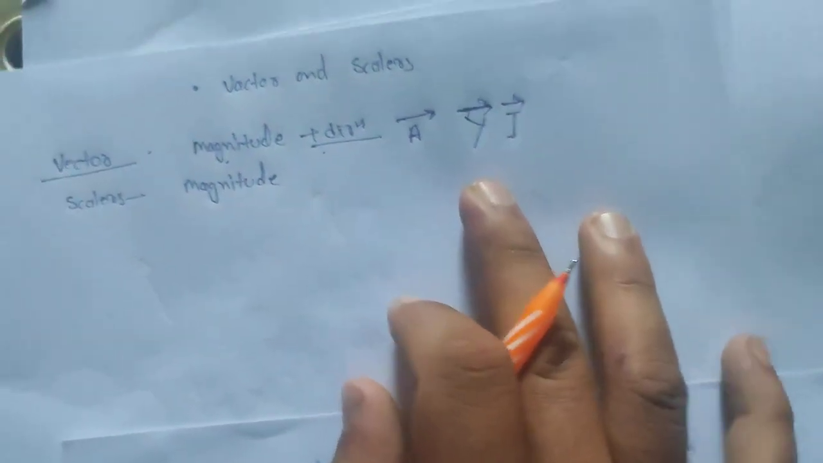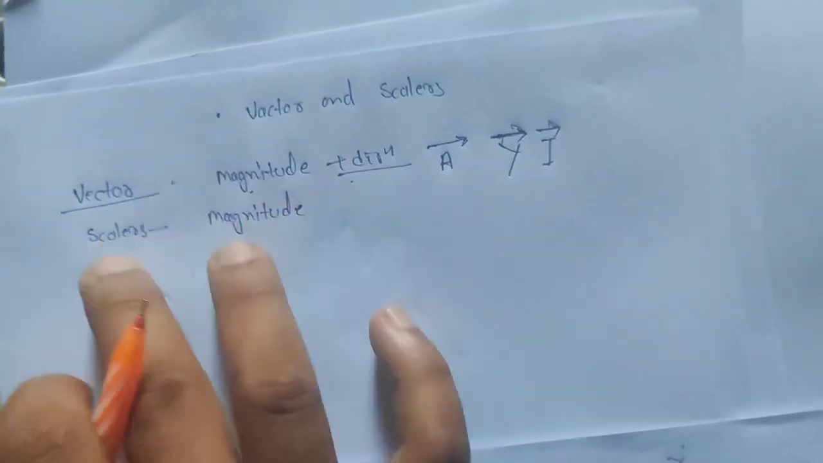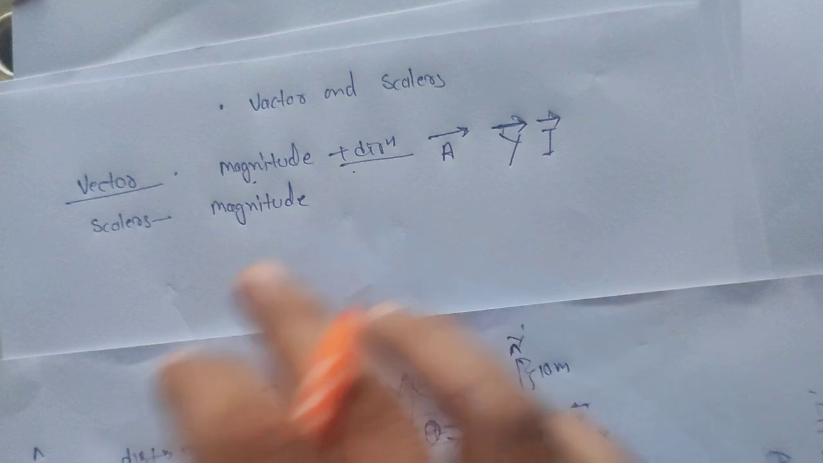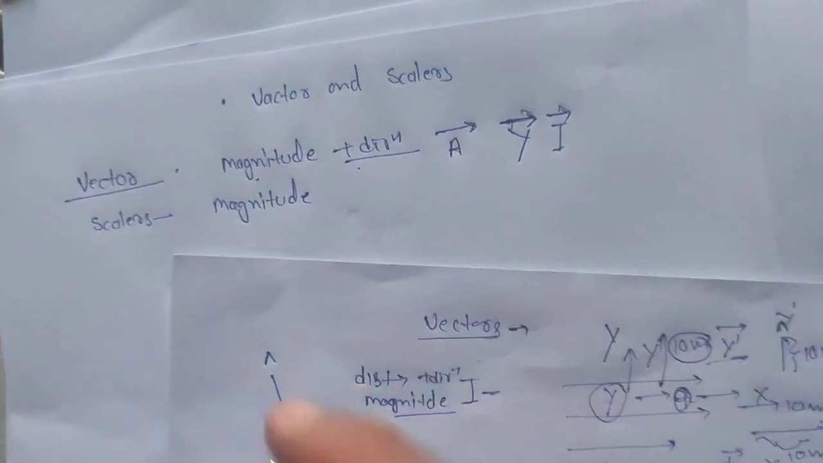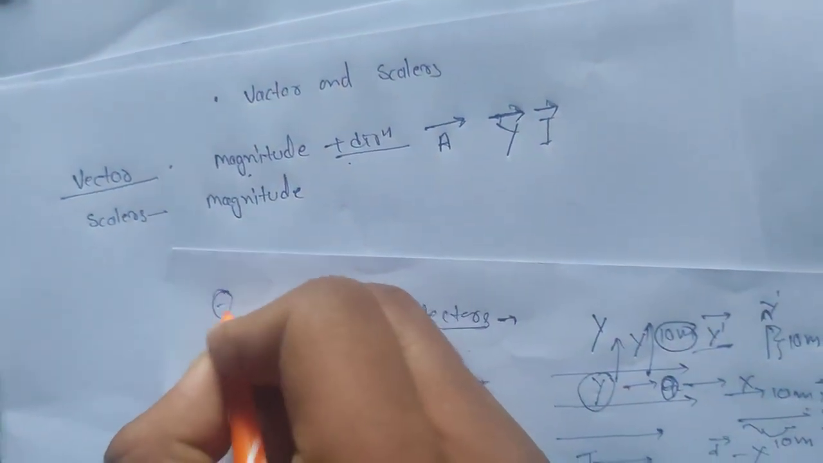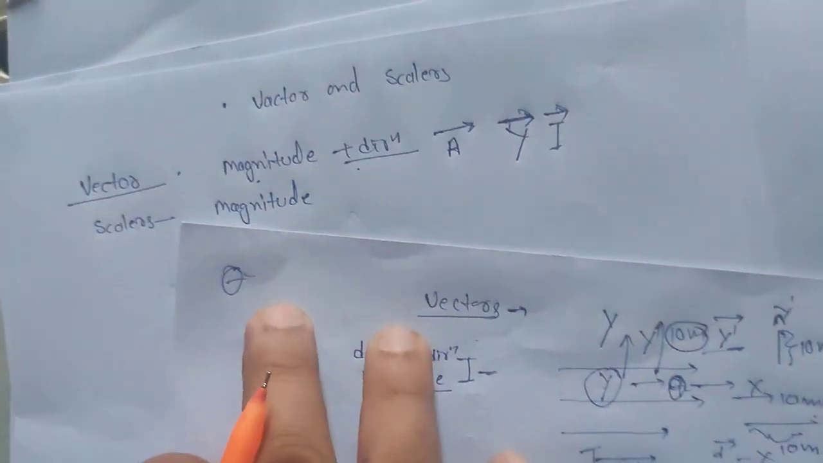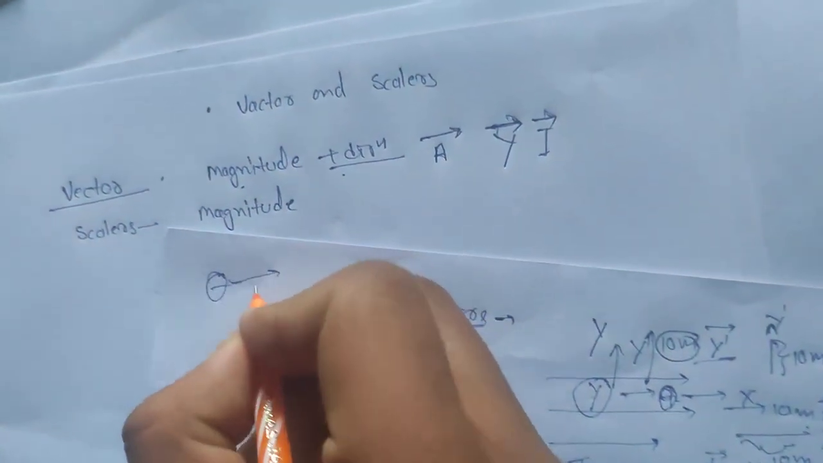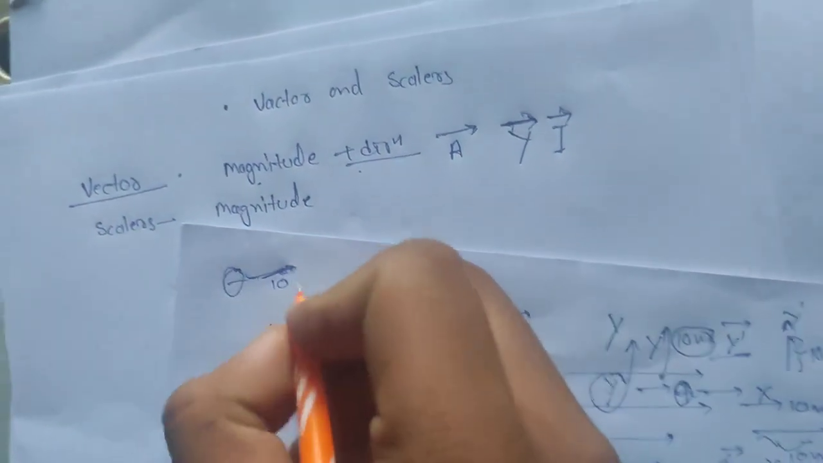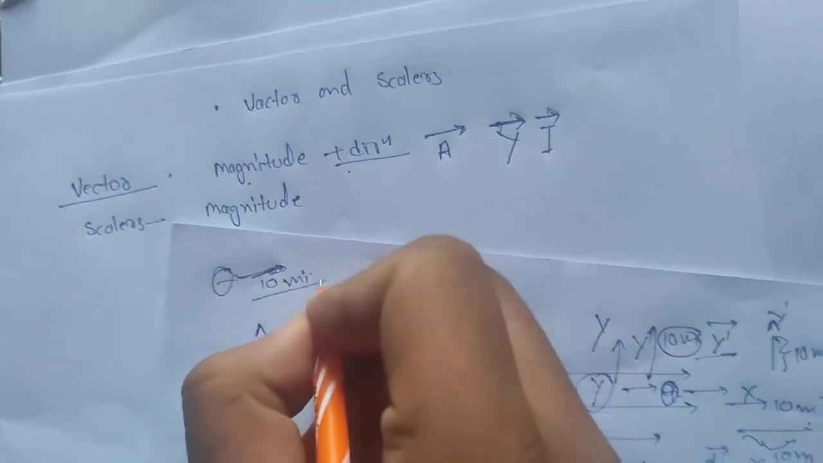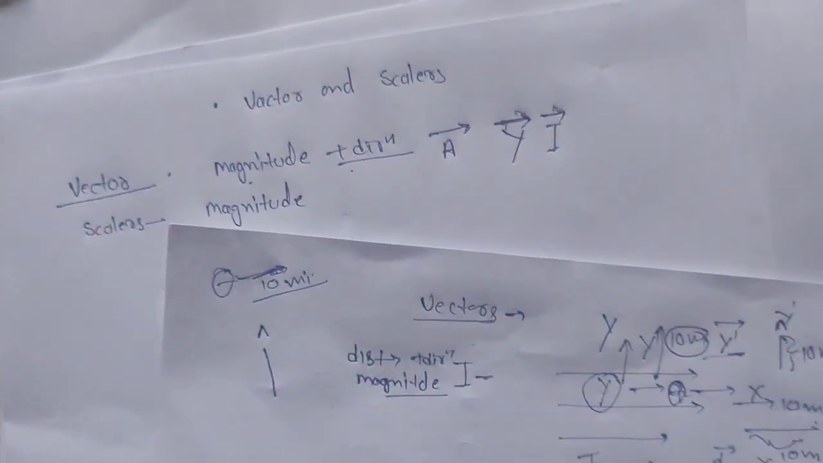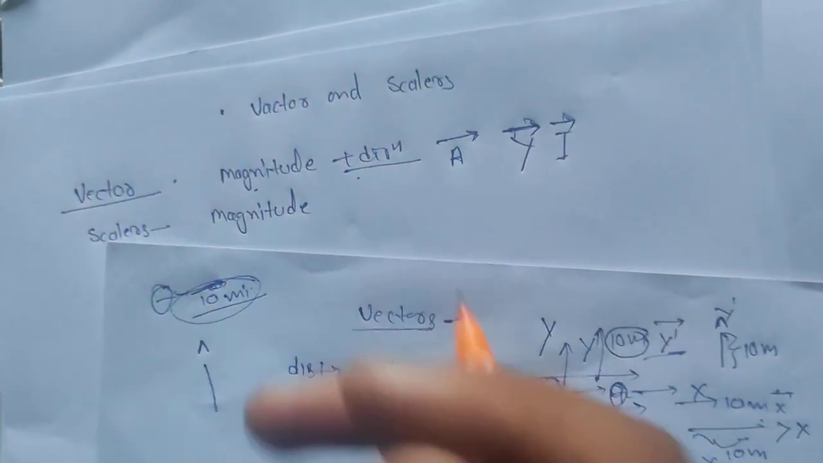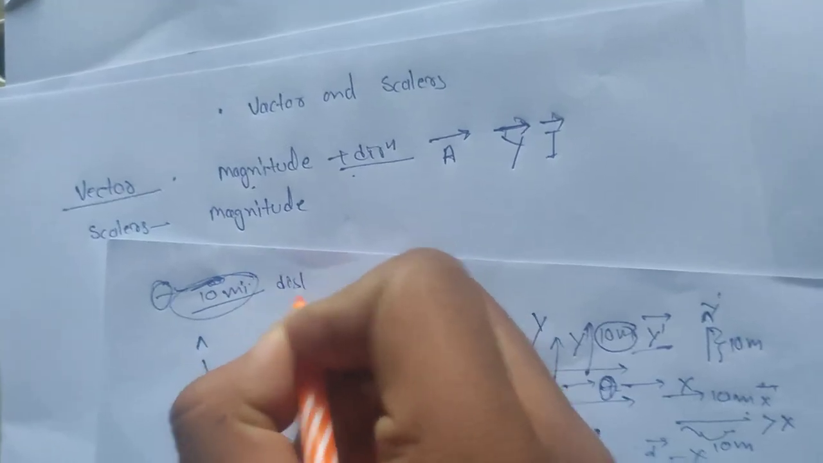Similarly, for scalars, if I remove the direction, say you throw the ball in a random way and I don't know the direction. You say, sir, I am throwing the ball 10 meters. I ask which direction, and you say I don't know. In that case you have only magnitude, only distance.